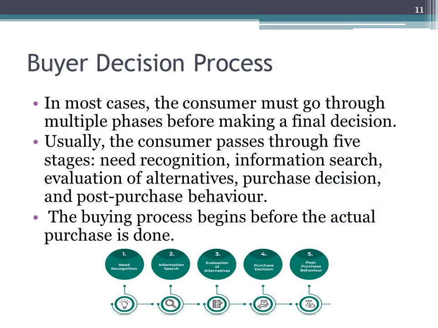Decision process: in most cases, the consumer must go through multiple phases before making a final decision. Usually, the consumer passes through five stages: need recognition, information search, evaluation of alternatives, purchase decision, and post-purchase behavior. The buying process begins before the actual purchase is done.